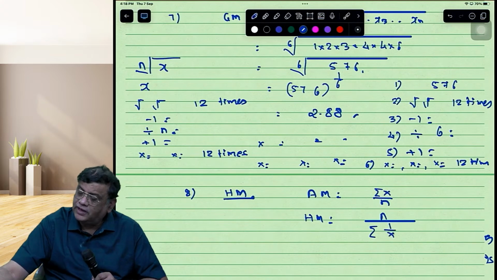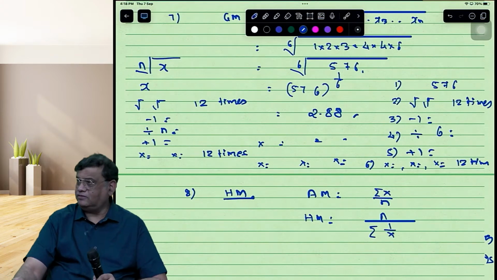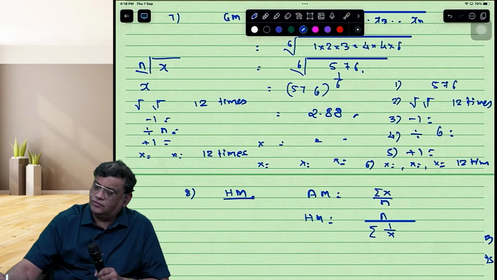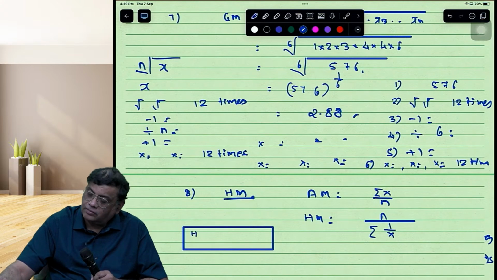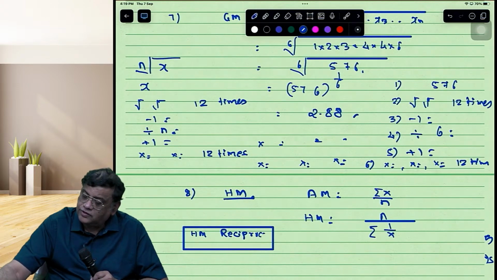Summation 1 upon x. What is that? N upon summation 1 upon x. So whenever I had to find that harmonic mean, it is the reciprocal terms of arithmetic mean. It will be the reciprocal terms of arithmetic mean.